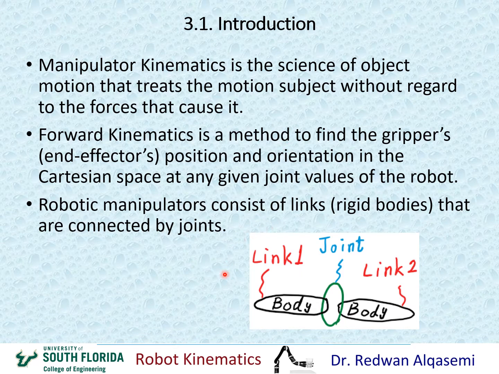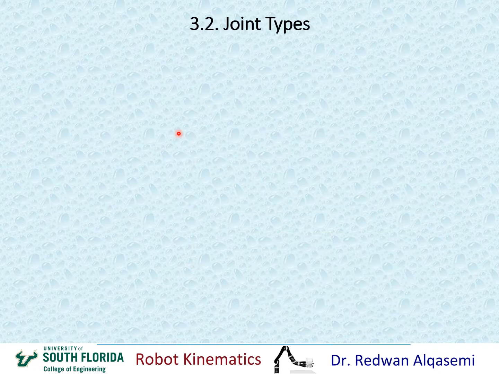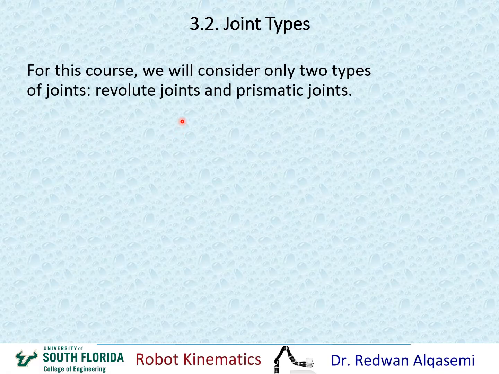The third thing I want to talk about is robot manipulators. We usually look at this as a system of bodies that include links and joints. These links are rigid bodies, and they are connected by joints that can be of any kind. For this course, we're going to consider only two types of joints and look at the kinematics involved with them. These two joints are revolute joints and prismatic joints.